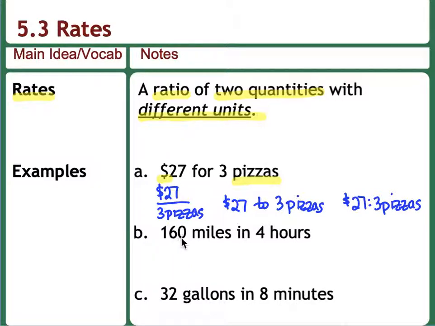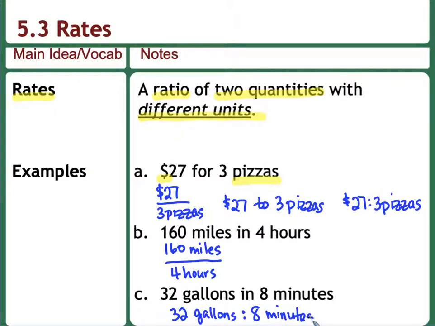Alright, so for the next one, 160 miles in 4 hours, we could say for every 160 miles, 4 hours go by, 4 hours pass. So 160 miles to 4 hours. The last one I'll do in colon notation. So for every 32 gallons, 8 minutes will elapse. Maybe you're filling a pool or something like that. So you fill it for every 32 gallons, 8 minutes go by.